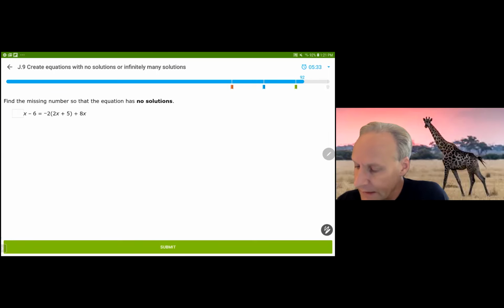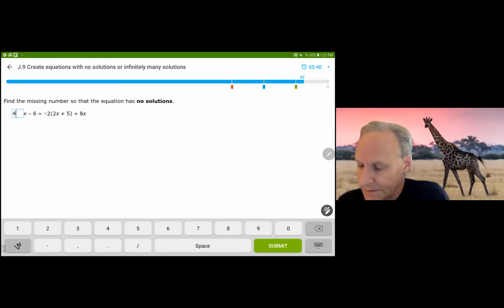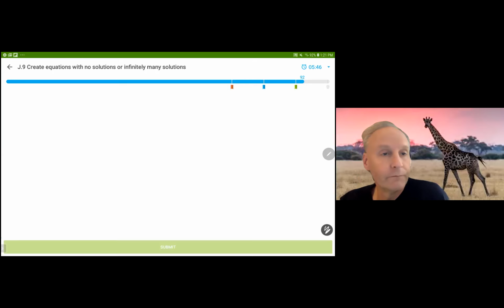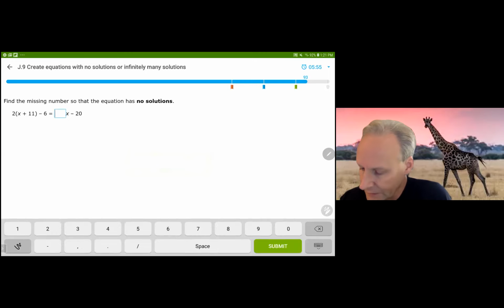This one is going to have a negative 4x plus 8x, which is positive 4x. And minus 6 on the left and a negative 10 on the right will mean there's no solution. In this one, we distribute the 2 to the x, and we have a 2x over there. And we want it to have no solutions, and it will not.